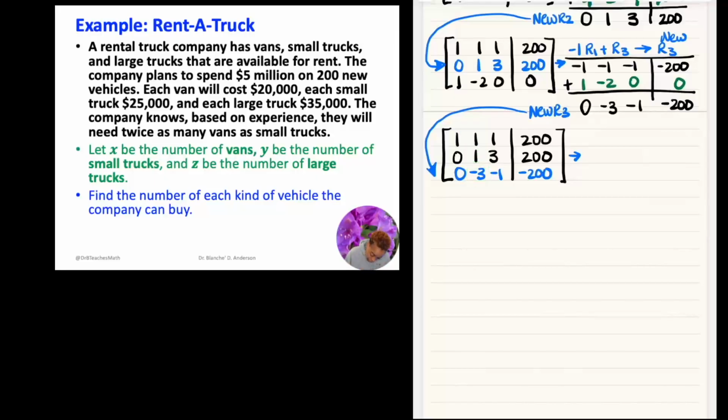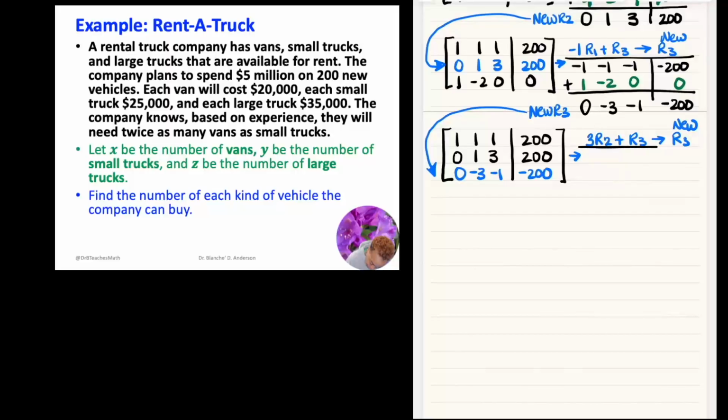Okay, so what I'm going to do is use row 2, because there's a 1 here and I can't use row 1. It'll put a 1 back here, and I need a 0 to stay there. So we're going to take 3 times row 2, add it to row 3, and we're going to get our new row 3.